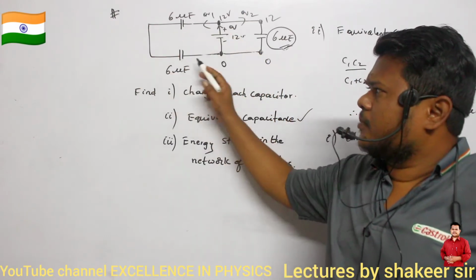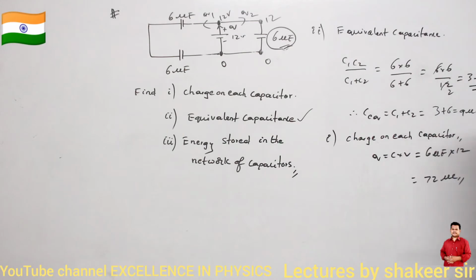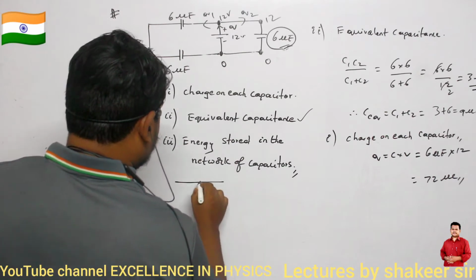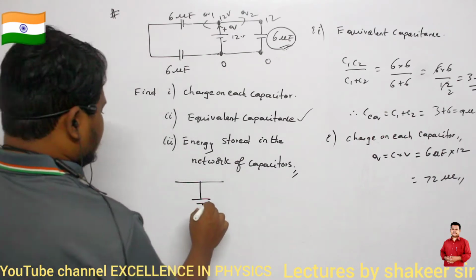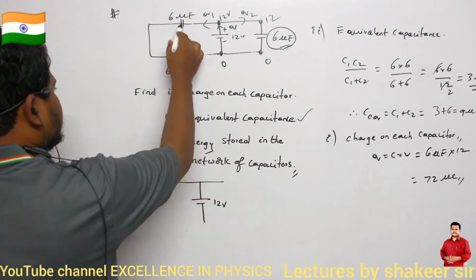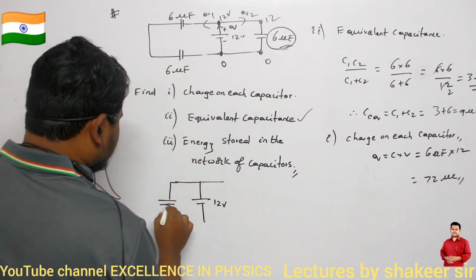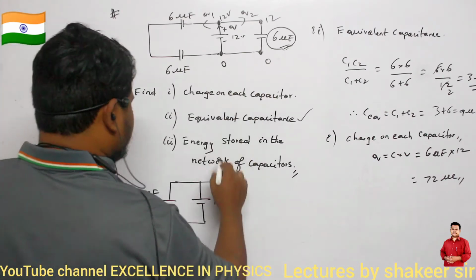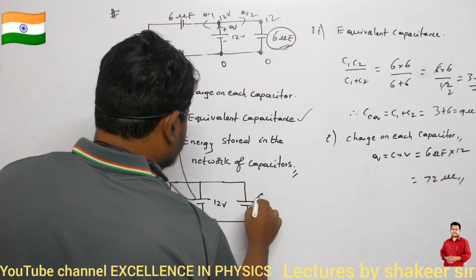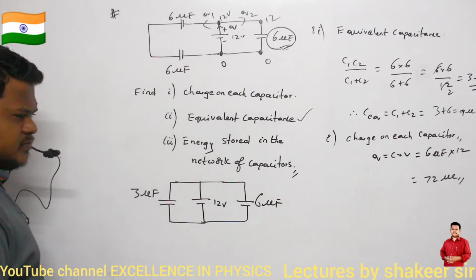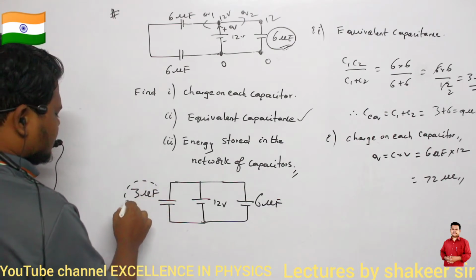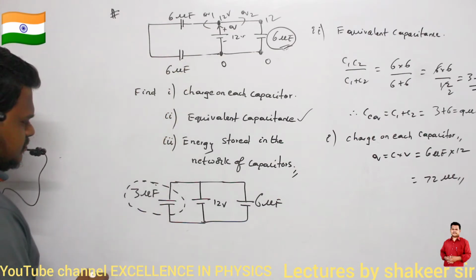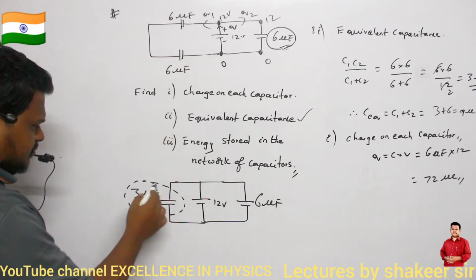Now for this total branch, what will be the potential difference? See, this is the total circuit. I can redraw it like this also. This is one battery having a potential difference of 12 volts. Instead of 6 and 6, I can write only one capacitor having a capacitance of 3 microfarads. And here I have one more capacitor having a capacitance of 6 microfarads. Now what is the potential difference across this 3 microfarad capacitor, which is the combination of these two capacitors? What is the potential drop across this one?